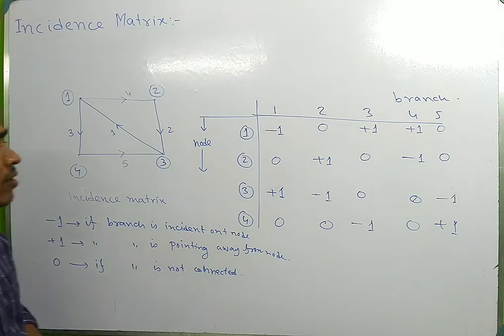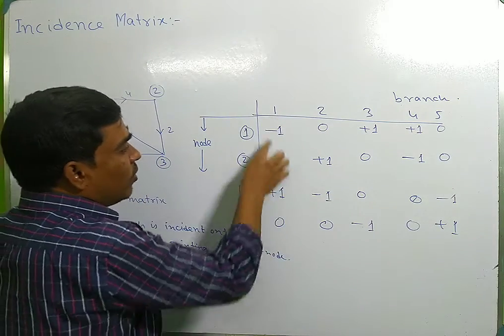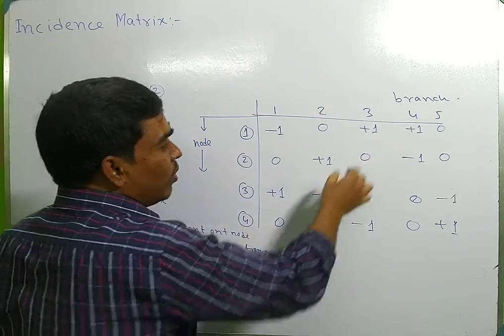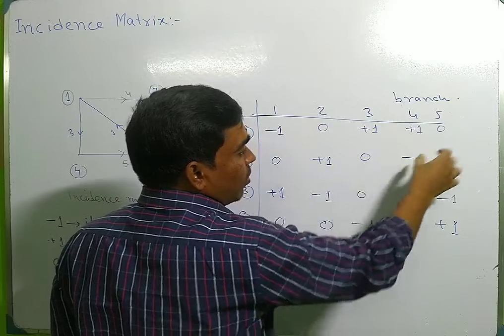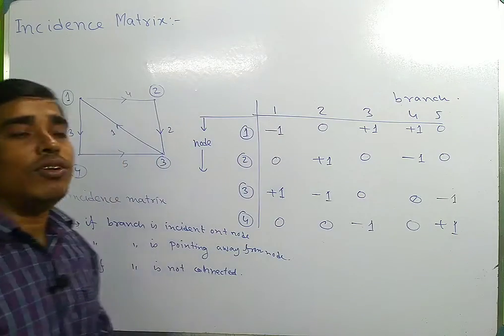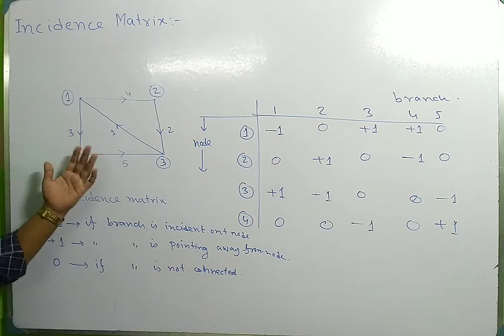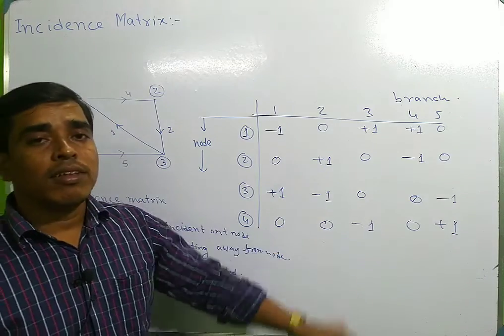You can check it. The sum of this column is 0. The sum of this column is also 0. The sum of this column is also 0. The sum of this column is also 0. The sum of this column is also 0. So the incidence matrix of this graph is given by this. Okay.